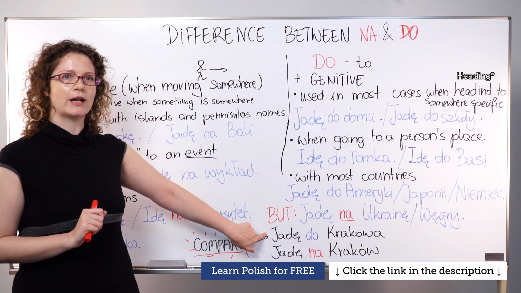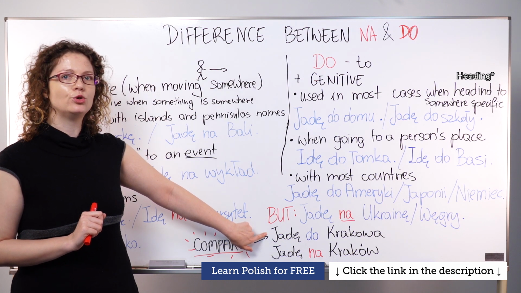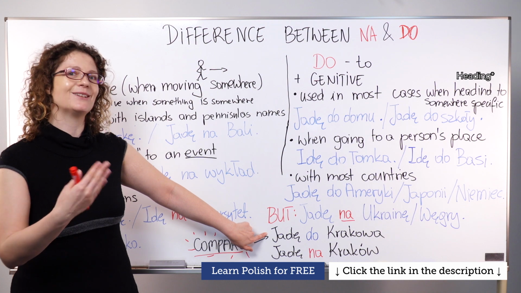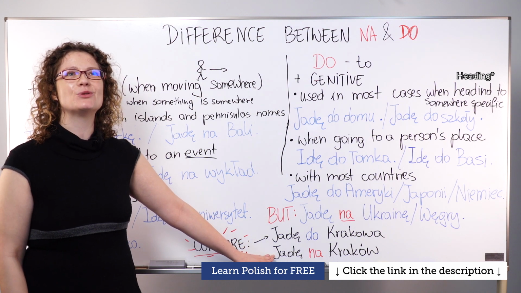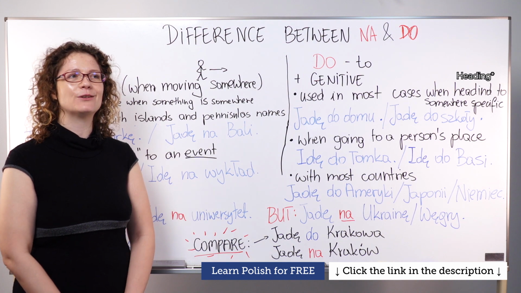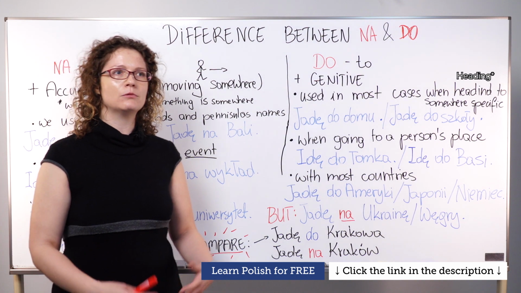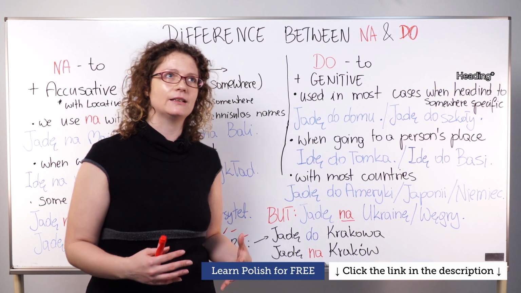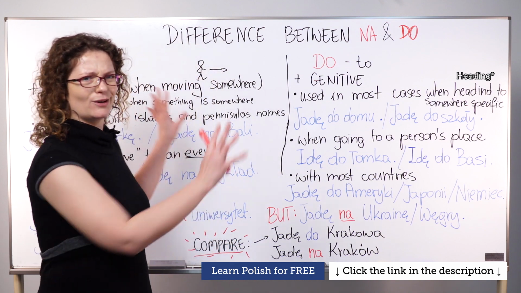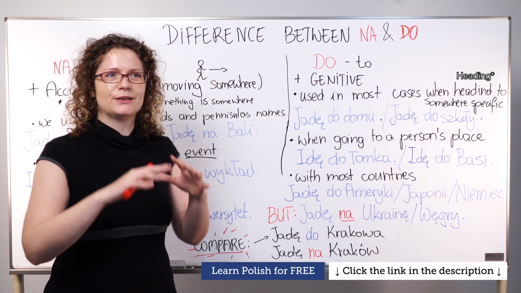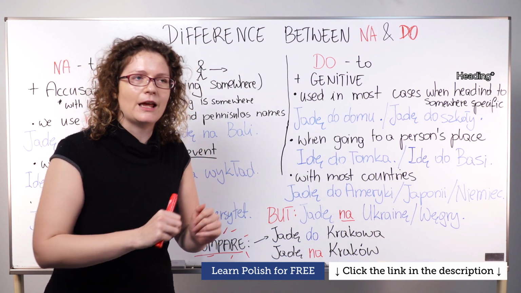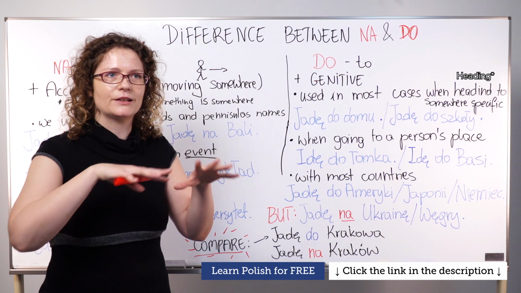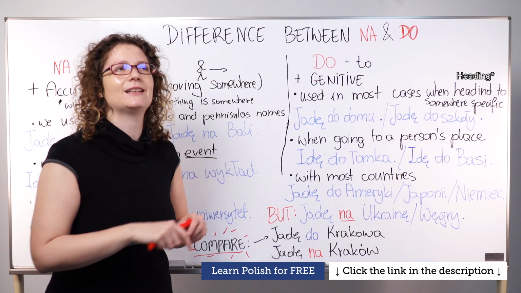Jadę do Krakowa, jadę na Kraków. So what is the difference? As I said, generally, those are the rules that you have to remember, but just keep in mind that do is more specific and na is more broad, like just that direction, but not exactly there.